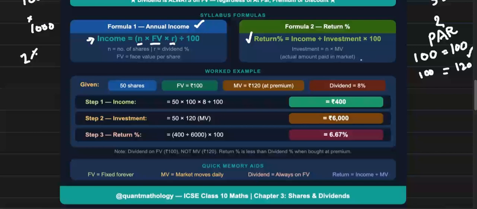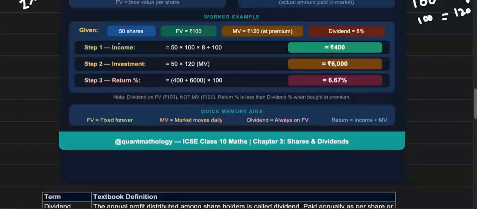We will do some example problems below so that you will understand. Okay, one example is already done. For example, you have 50 shares of a company, the face value of which is 100 rupees. Market value is 120, so it is a 20 rupees premium you are getting. And the dividend is given to the shareholder at 8% on which value? Good, face value. Now, first, what's the income? I told you, number of shares multiplied by the face value and multiplied by the percentage of dividend, 8, the whole divided by 100.